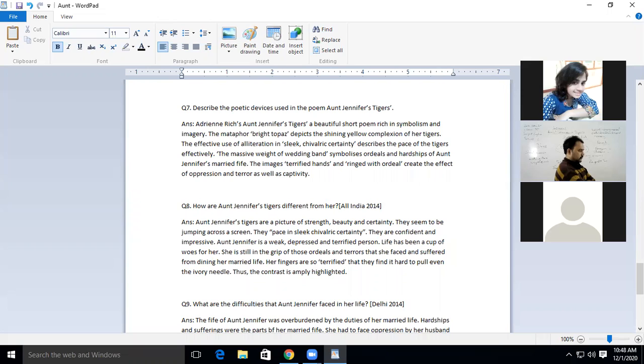After that, "fingers fluttering" and "chivalric certainty" both have alliteration. After that, "uncle's wedding band" has hyperbole, exaggeration. After that, "terrified hands": here synecdoche is there. After that, "ringed with ordeals": here it is showing a pun, having two different meanings for the word ring.